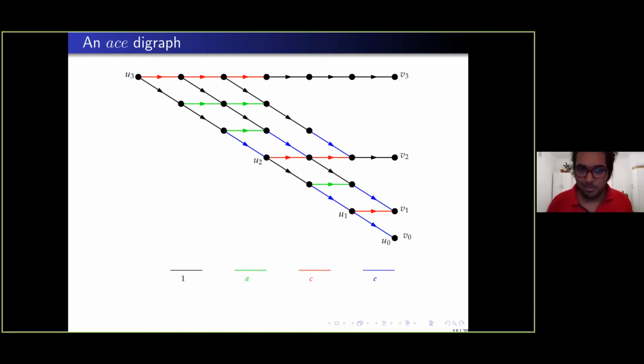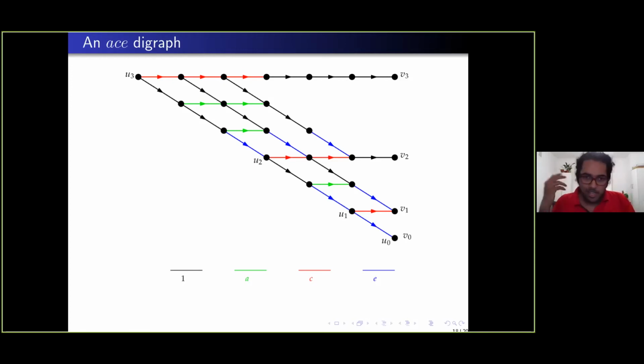So then I can maybe mention what the Lindström-Gessel-Viennot lemma is. So we have this directed graph. Take a directed graph with some weighted edges, such as this one. Here I have color coded the weights. All the black edges have weight 1, and the green ones are A, the red ones are C, and the blue ones are E.